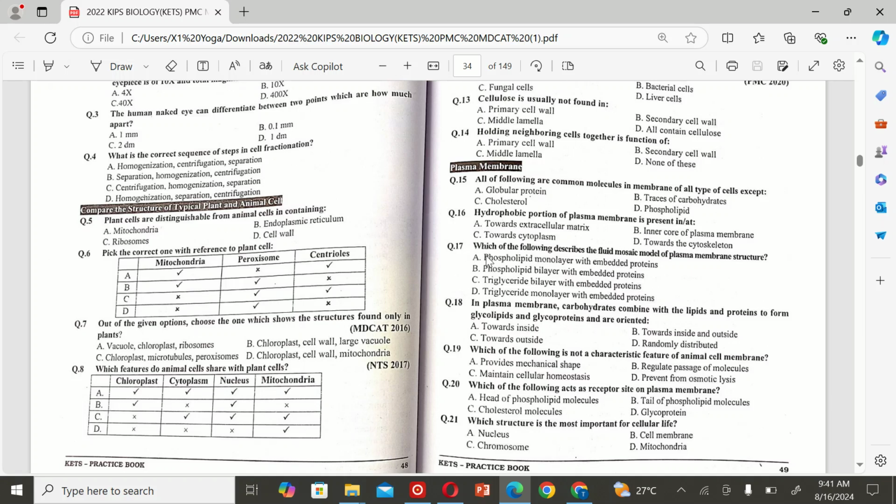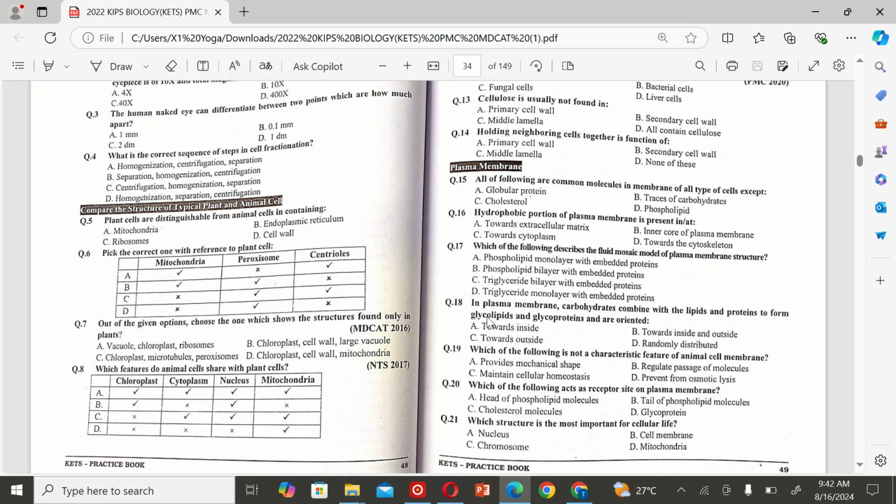The next MCQ is: which of the following describes the fluid mosaic model of plasma membrane structure? A. Phospholipid monolayer with embedded proteins. B. Phospholipid bilayer with embedded proteins. C. Triglyceride bilayer with embedded proteins. And D. Triglyceride monolayer with embedded proteins. So the correct option is B. Phospholipid bilayer with embedded proteins.